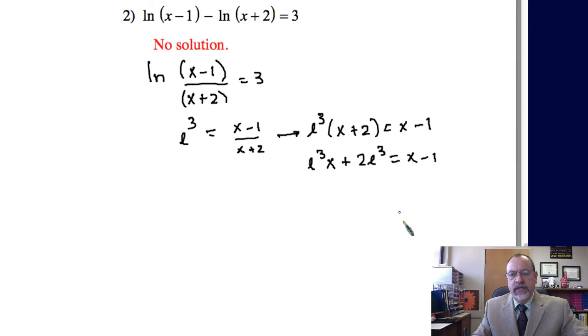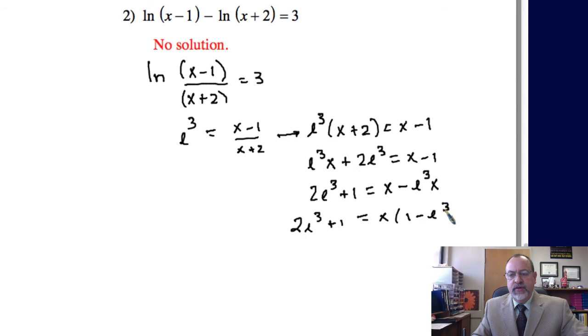Equals x minus 1. Now again, I have x over here and x over here. I need those together in order to solve, so I'm going to isolate. So this is going to be x minus e cubed x. Now I have the x's, but with this irrational number I can't really add, so I'm going to factor out the x, leaving me 1 minus e cubed. Now this is x times this, so I can undo that by doing the inverse operation, dividing by 1 minus e cubed. That's my x.